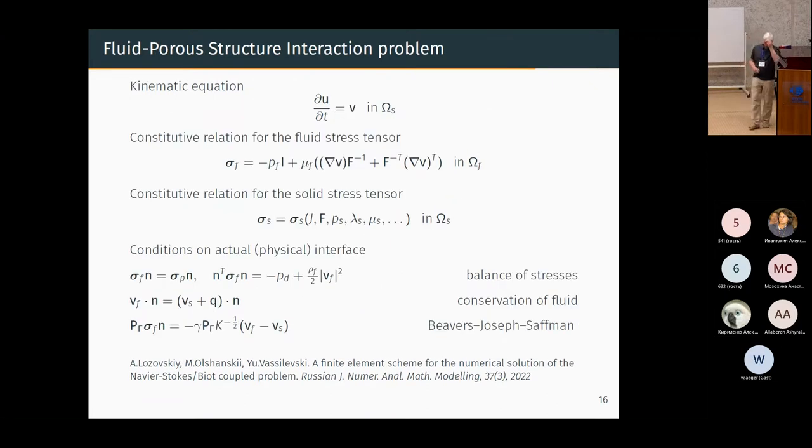Now the same, we have a kinematic equation in the structure. We have a constitutive relation for the fluid. We have a constitutive relation which has to be chosen for the elastic structure, and we have several interface conditions. I have no time to dwell on them, but these are basically conditions on the stresses, conditions on continuity of velocity, and the condition on the so-called fluid slip rate on the interface. Here, the so-called Beavers-Joseph-Saffman condition relates this fluid slip rate on the interface with the tangential component of the normal stresses. Again, this is a standard physical thing.